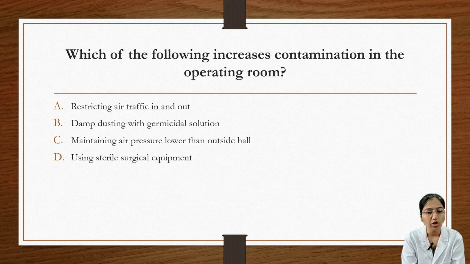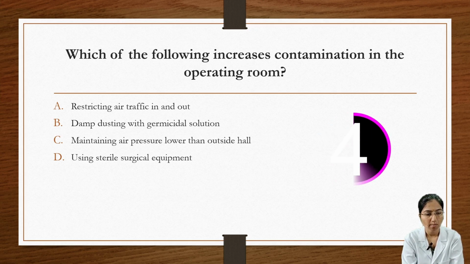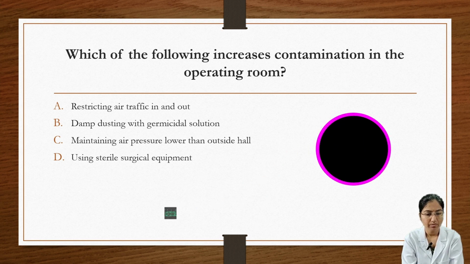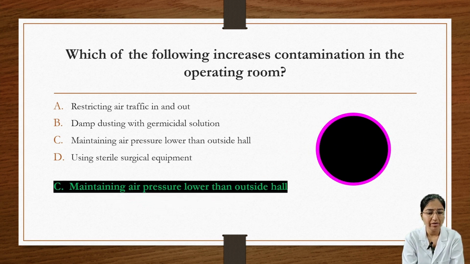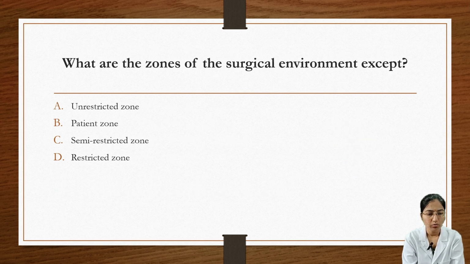Next one. Which of the following increases contamination in the operating room? Here the options. Right option is C. Maintaining air pressure lower than outside hall. We'll move to the next one.